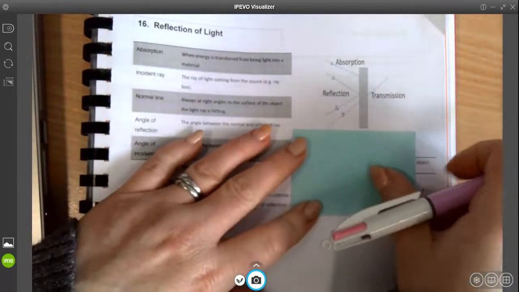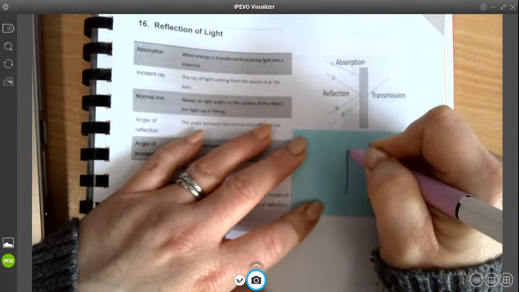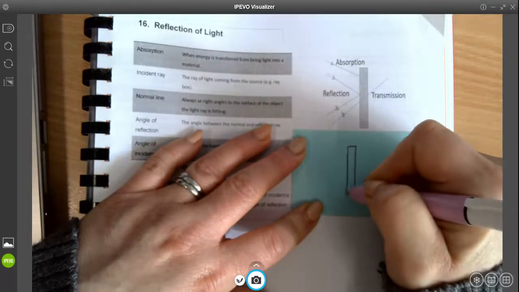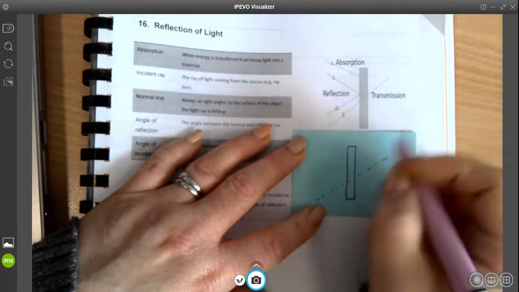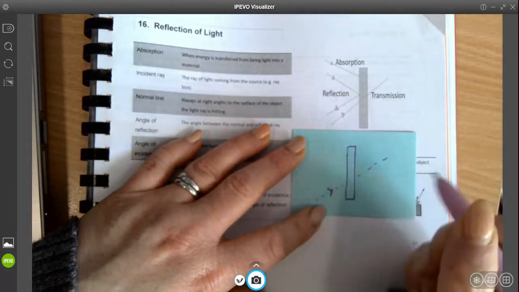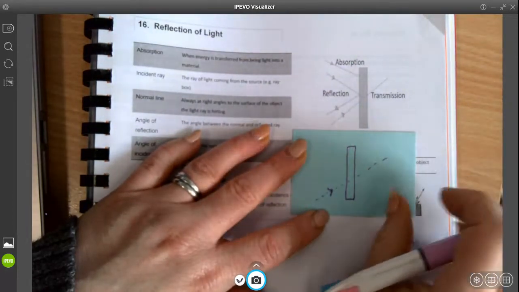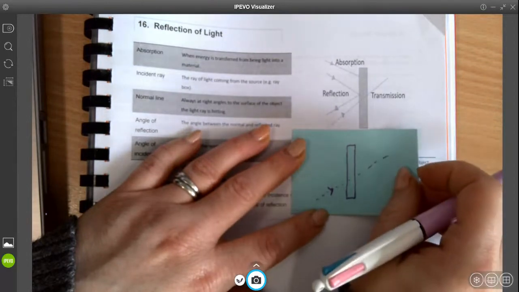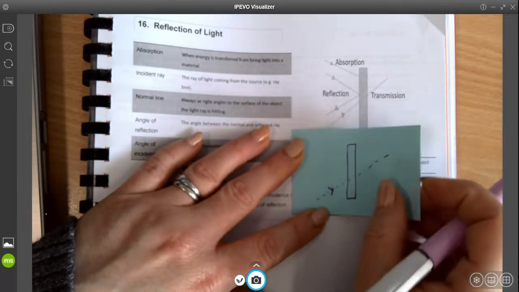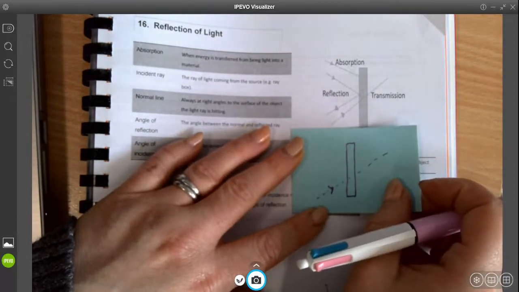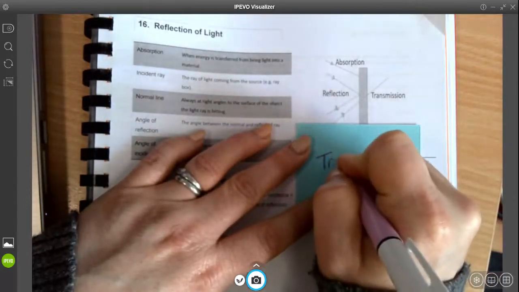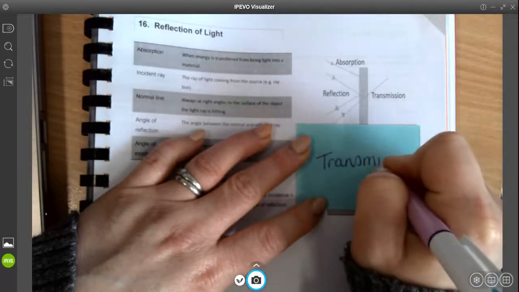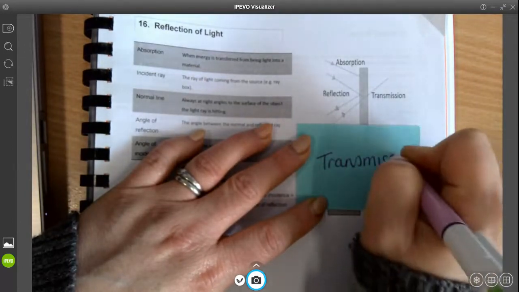I'm going to do exactly the same thing. I'm going to draw the solid object here, and I'm going to draw this line and put the arrow on. So it's going all the way through the solid object, and I would think to myself, what does that mean? I would say the word, hopefully I'll be getting it right, and say transmission, and then I can turn it round, and on the back it's going to say transmission.